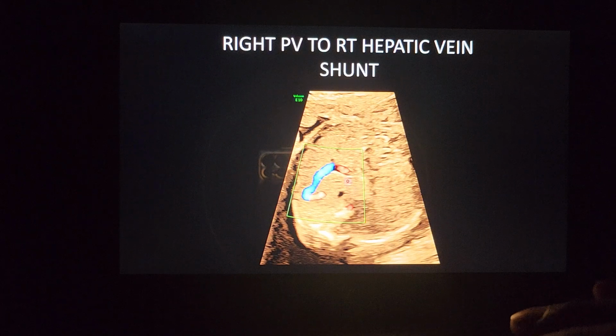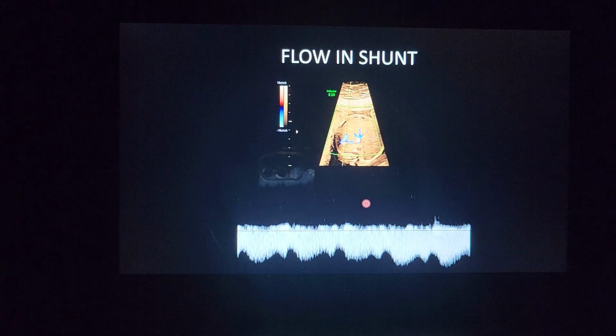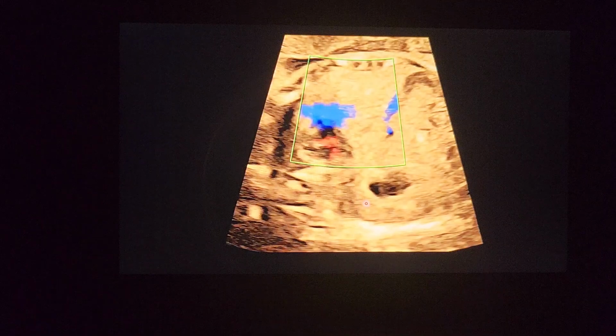So here you can see that in the cross section of the abdomen, inside the liver, there is an abnormal looking tortuous venous structure. Now we'll see what this venous structure is. This venous structure again has turbulent flow resembling a ductus venosus, which is not a ductus venosus but a shunt between portal vein and hepatic vein.